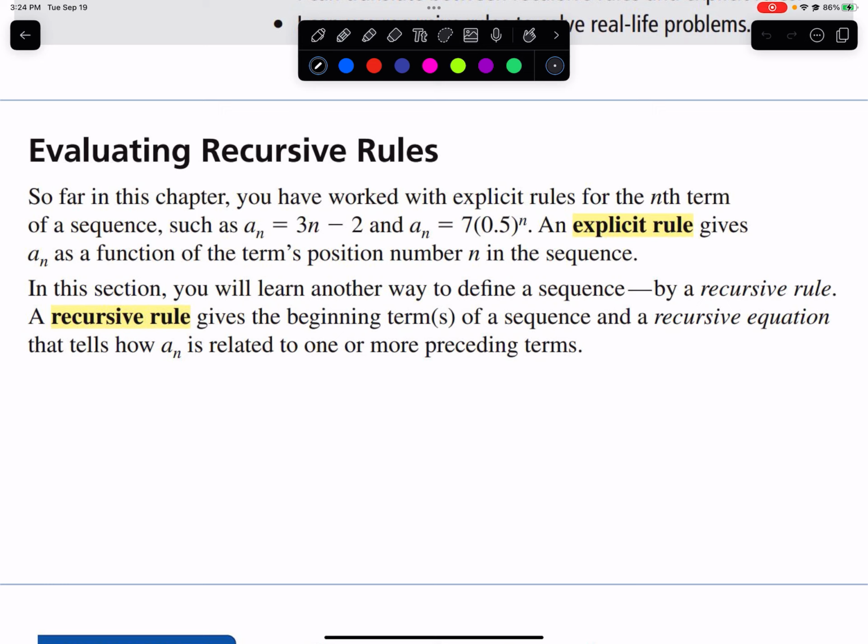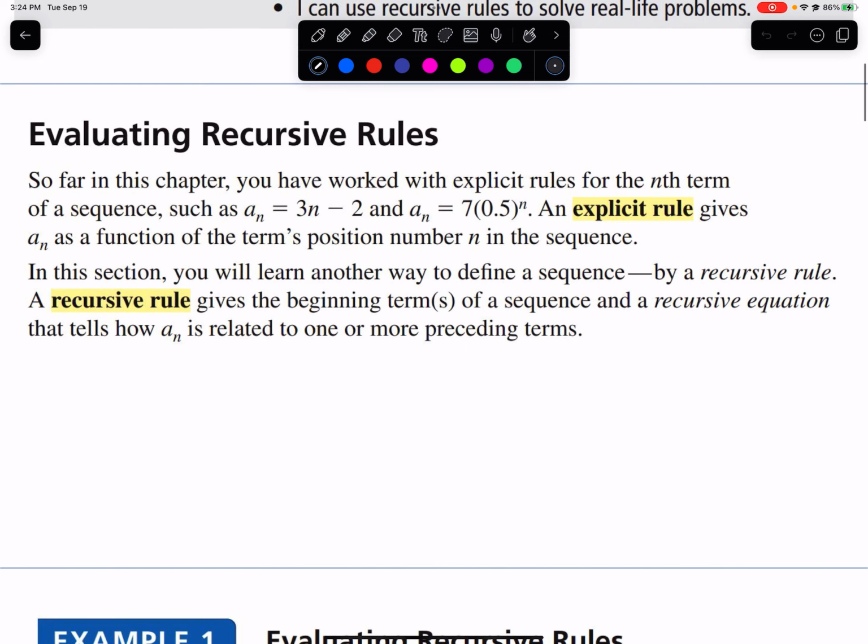Another way that we can define a sequence is by using a recursive rule. A recursive rule tells you how a sequence occurs based on the preceding terms. So what happens between each term? This one is a little less efficient because just because you have the term number doesn't mean you can find the term. You're going to have to know the previous term to be able to find the next term.